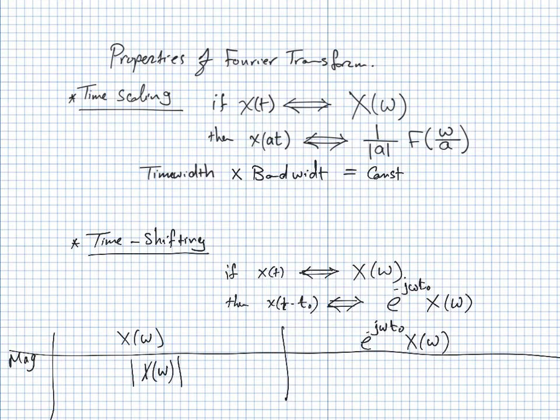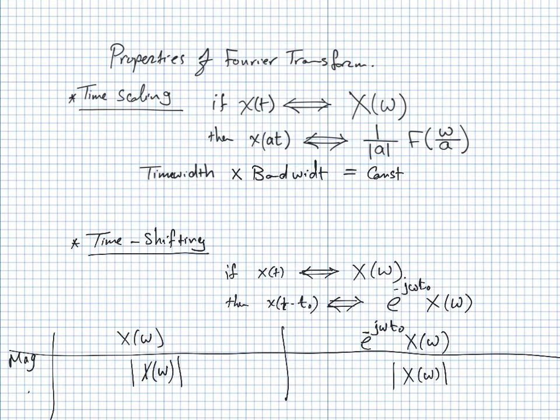It's the magnitude of that X of omega, whatever it is as a complex number; you just get its magnitude and that's it. And the magnitude of the other one is also X of omega, right? Because it's X of omega multiplied by 1. Yes, it's the magnitude of this multiplied by the magnitude of this. But the magnitude of e to the minus j omega t naught is 1, right? So this has the same magnitude.